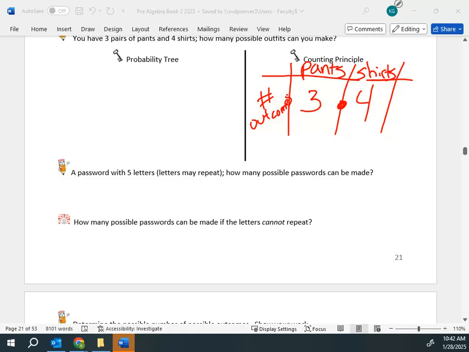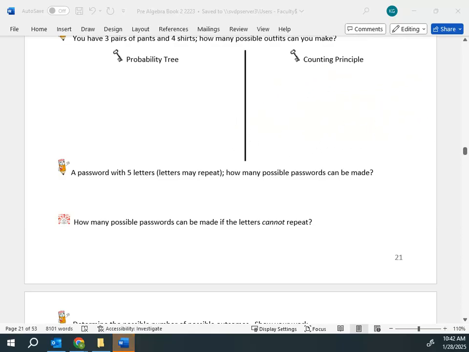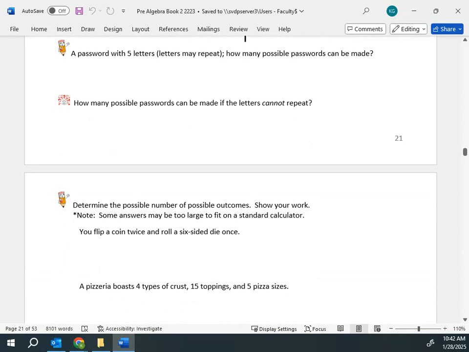So let's look down below. A password with 5 letters. Letters may repeat. How many possible passwords can be made? Do you think we should do a probability tree or should we do the counting principle? Why would we do the counting principle? It is easier and it's just asking for the number of outcomes. If that's all we want, we do the counting principle. If it's just asking for number of outcomes, counting principle is definitely easier to do.